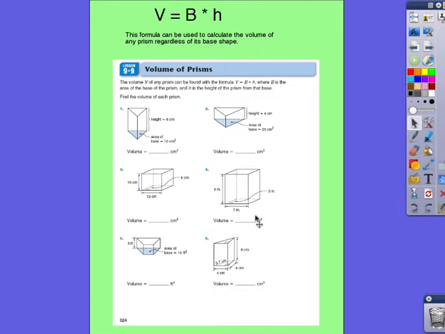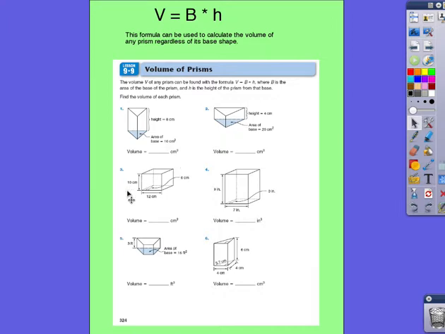So number 1, they've already told us that the area of the base is 10. So we could fill in 10 for here, and we have to multiply it by our height. How tall does it go? I believe that's 6. So 10 times 6 is 60 centimeters cubed. Remember, whenever we're finding volume, it is always cubed.